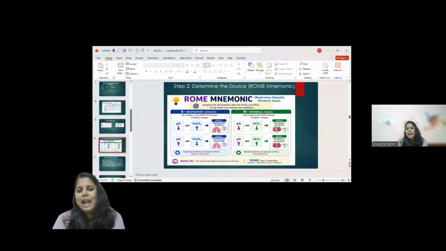So the result will be metabolic acidosis. Likewise, if the pH is increasing and in the same direction the bicarbonate is also increasing, it indicates alkalosis. So it is a metabolic alkalosis.